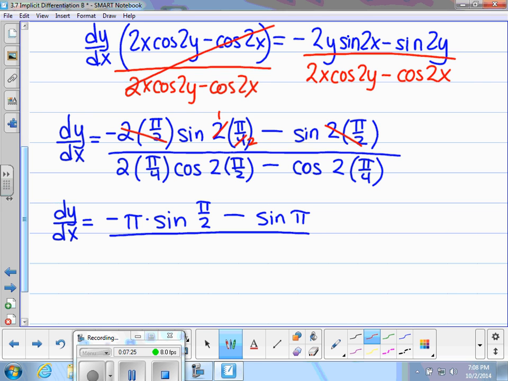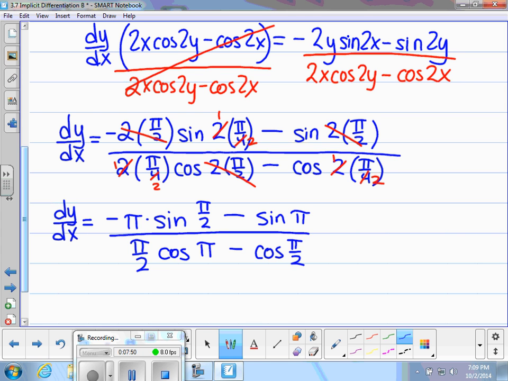2 and the 4, they become 1/2, right? So what I really have is pi over 2, and then cosine, and then the 2's cancel out, so that's cosine of pi, minus, and then over here this becomes a 1/2, right? So cosine of pi over 2.